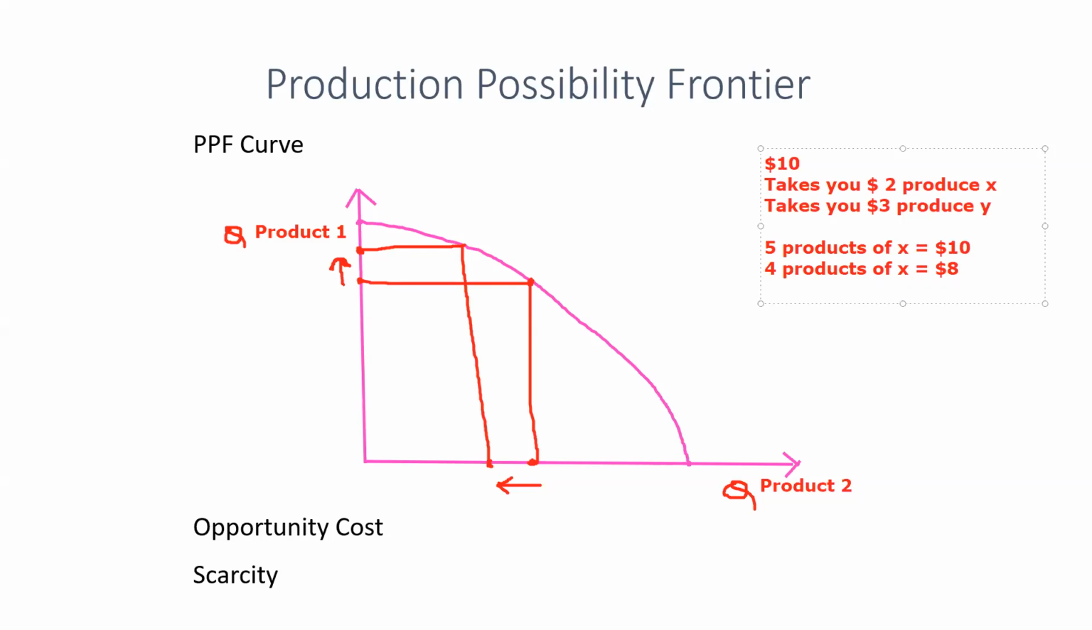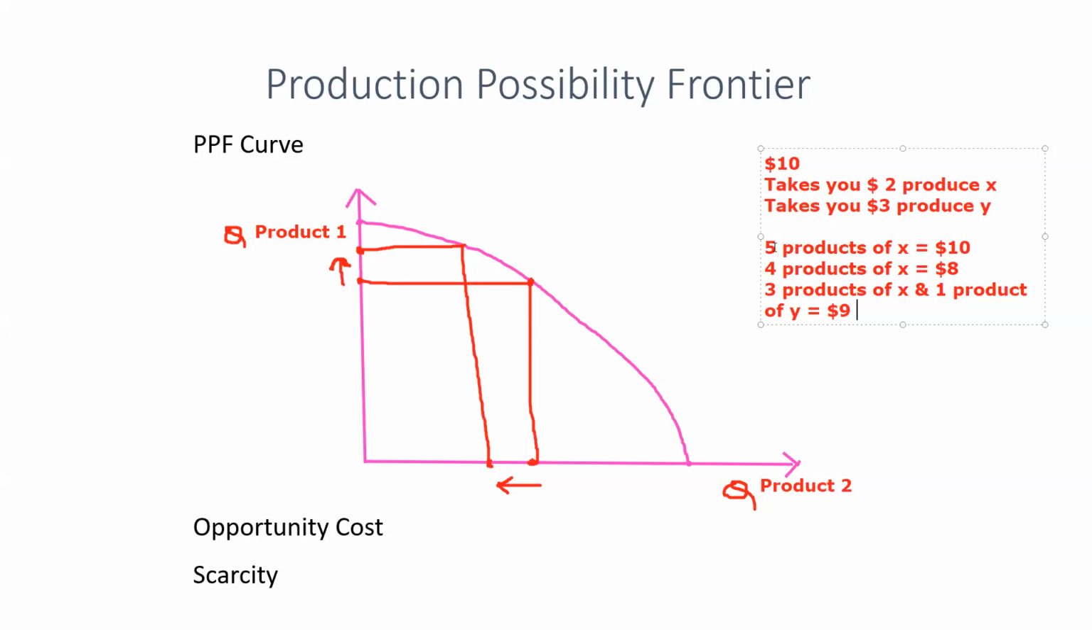Or you could say you're producing 3 products of X. And so that's $6, isn't it? 3 times 2 is 6. And in the remaining $4, you can produce 1 product of Y. So in total, you're spending $9, right? And so on. So this combination will keep going on and on and on.